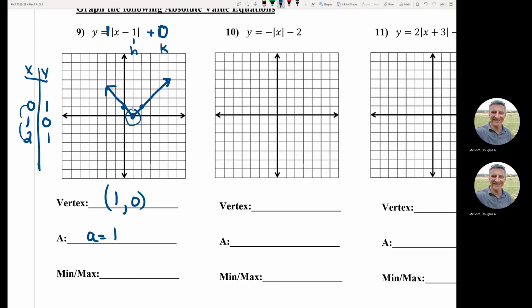So the value at the vertex is a minimum. And at that minimum, it is the point (1, 0), or the minimum value of the graph is y equals 0. If I was doing my range, I would say my range, y, is all those values where y is greater than or equal to 0.